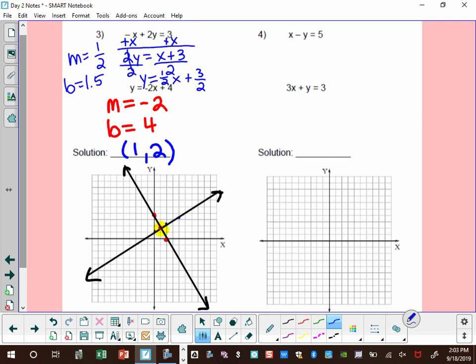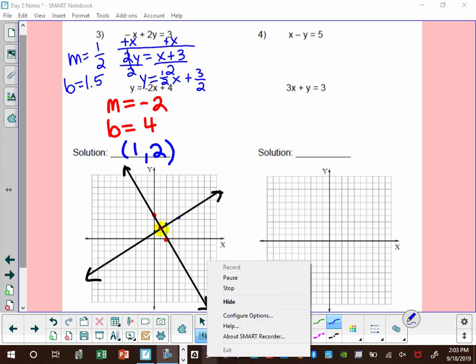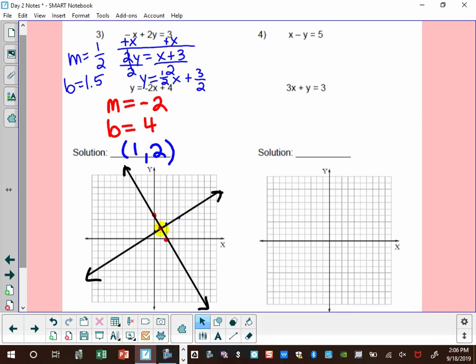Okay, I want you guys to do number 4. Solve for y, find out your slope and your y-intercept, and then graph it. 3 minutes. All right, let's go to the answer for number 4.